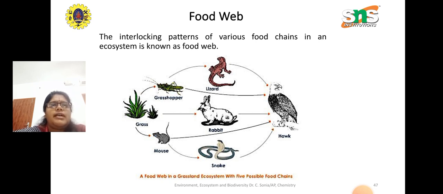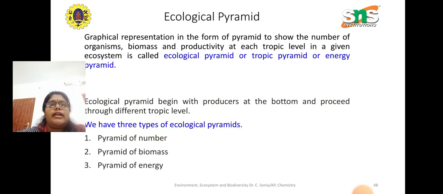You can see the grass is eaten by the grasshopper, which is eaten by the lizard, by the hawk, and also the grass plants are eaten by the rabbit. Again, it is consumed by the hawk, and the grasshopper is also consumed by the hawk. Then the mouse is consumed by the snake, and it's also consumed by the hawk. So five possible food chains are explained here in this diagram.